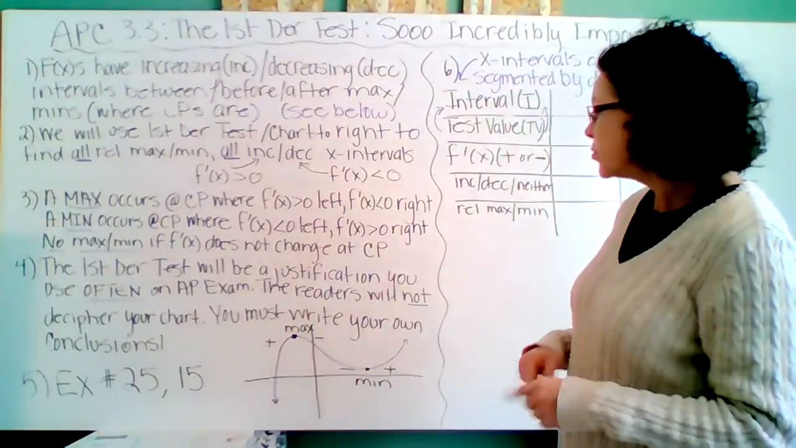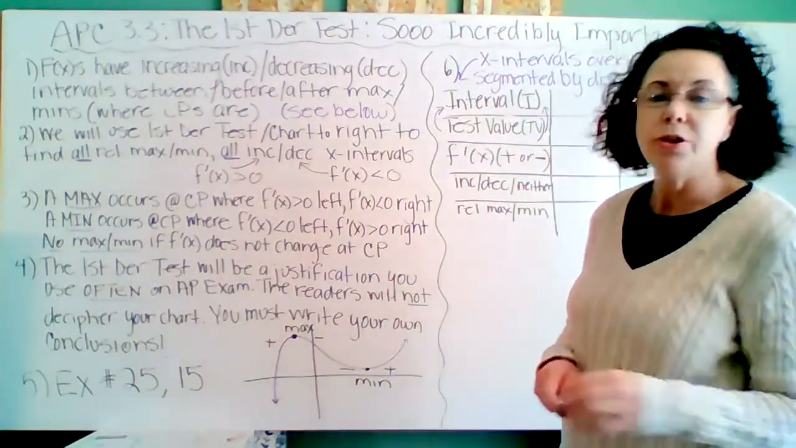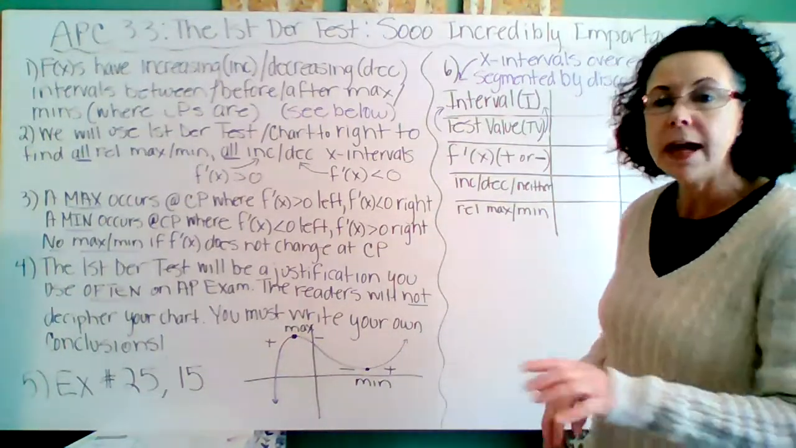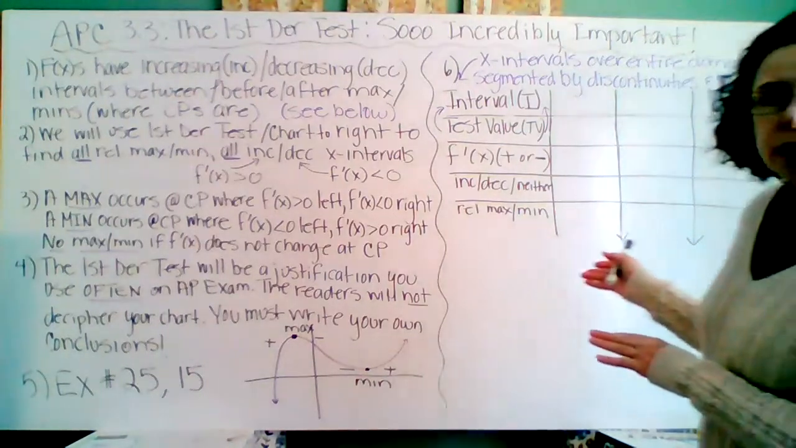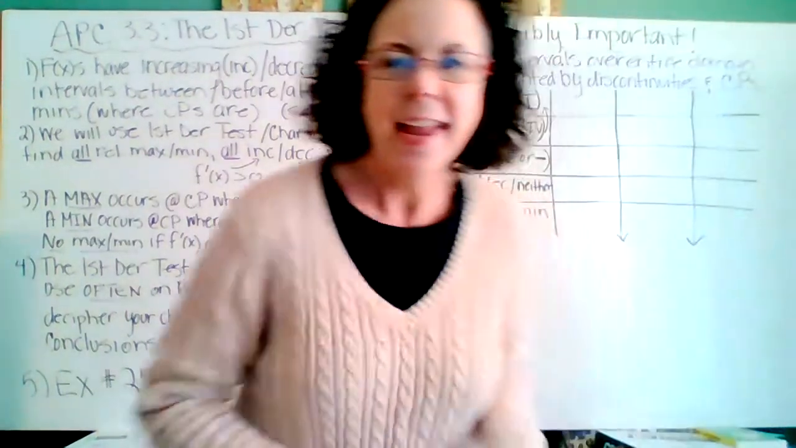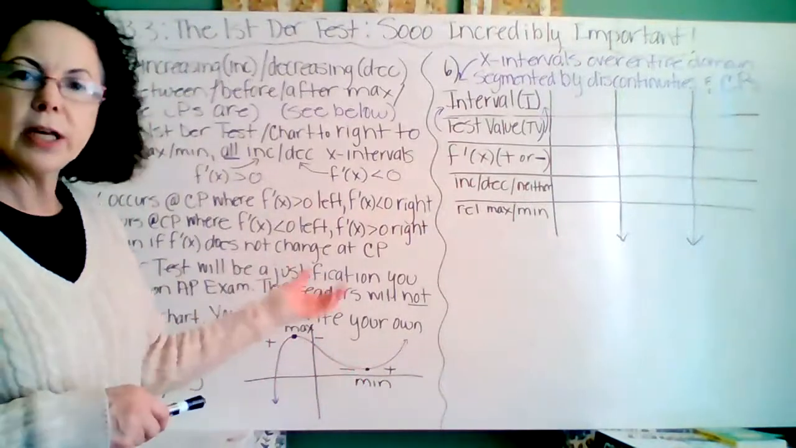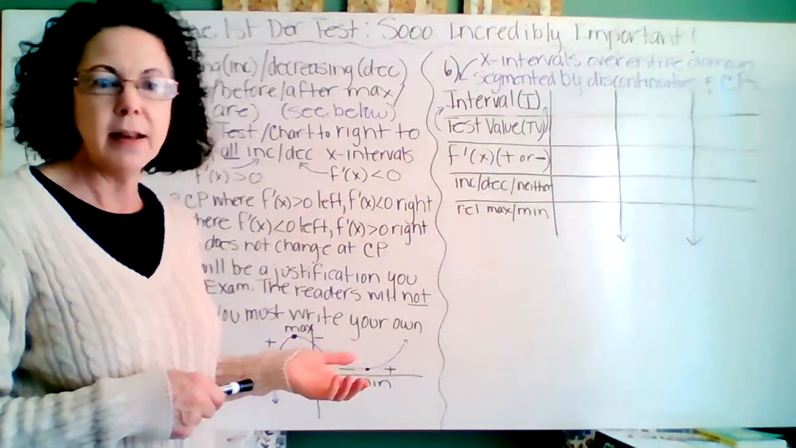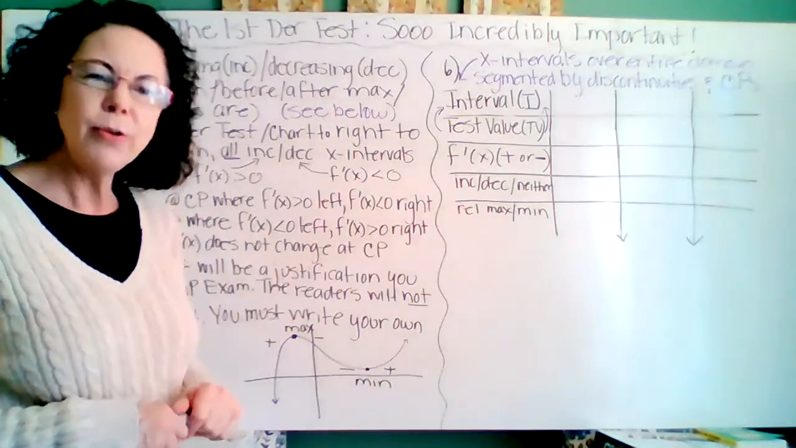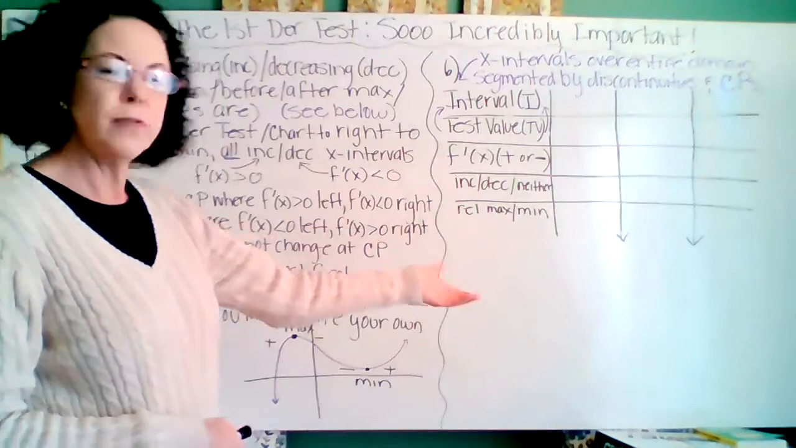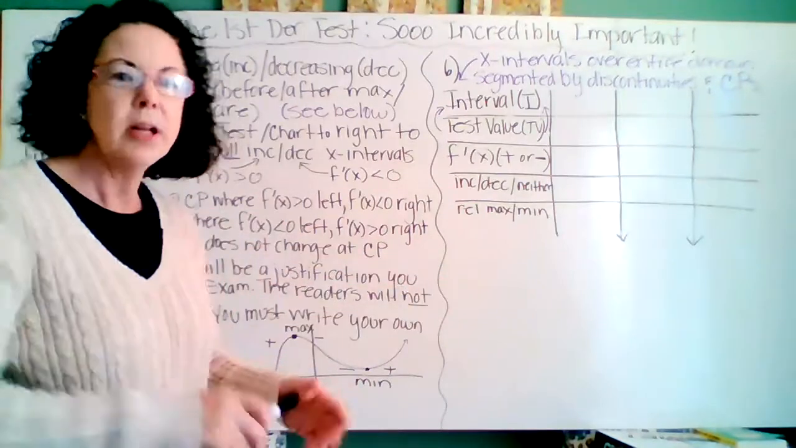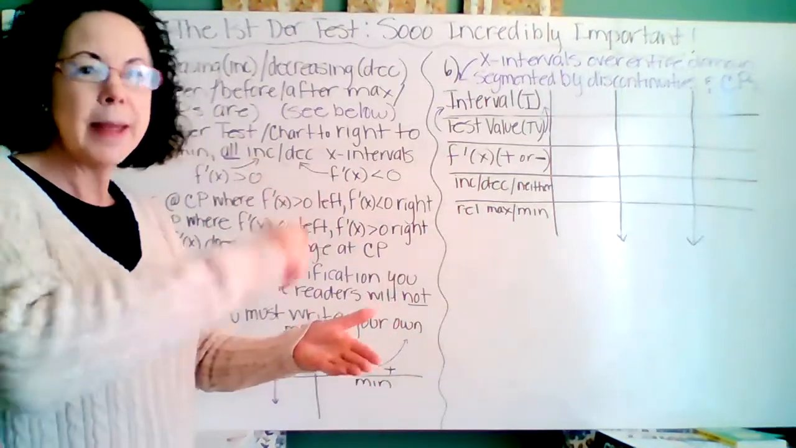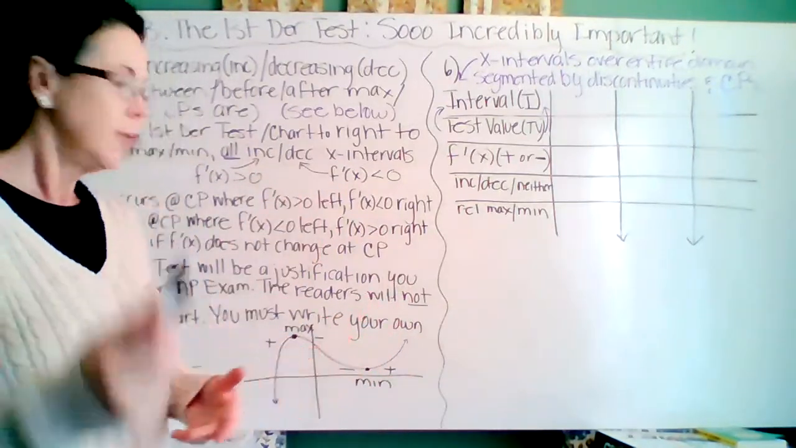Number 4, the first derivative test will be a justification you use often on the AP exam, but the readers will not decipher your chart for you. So when you fill in a chart here and the AP readers are looking for maximums and minimums and where the function is increasing or decreasing, they will not interpret your chart. You have to interpret your chart. So you get your information from the chart and then you write out increasing intervals are here, decreasing intervals are here, maximums, minimum points, right?